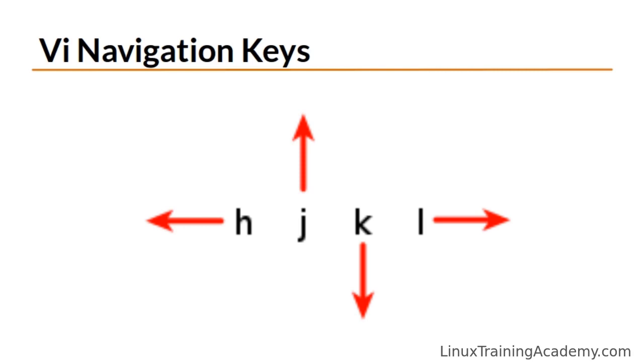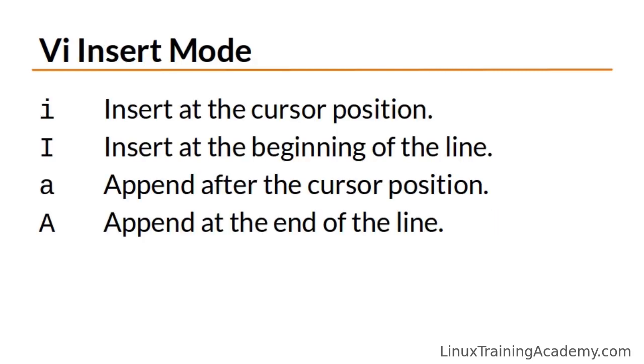In order to insert text in a file, enter VI's insert mode. Do this by pressing lowercase i, uppercase I, lowercase a, or uppercase A. Lowercase i inserts text at the current cursor position. Capital I inserts text at the beginning of the line. Lowercase a appends after the cursor position. Capital A appends to the end of the line.